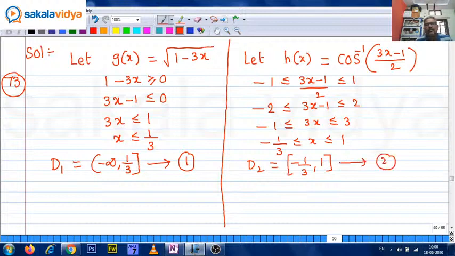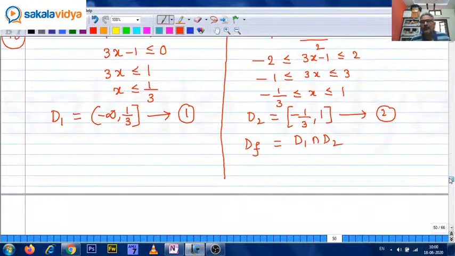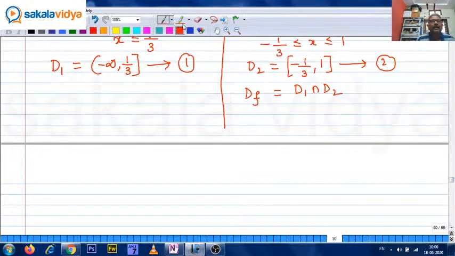Now we need to find the domain of f, which is D1 intersection D2. So take the number line now. This is negative infinity, this is positive infinity. First locate minus 1 by 3 and 1 by 3. After that we have 1.